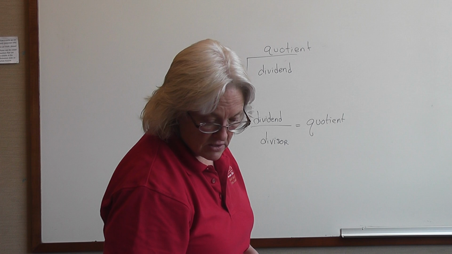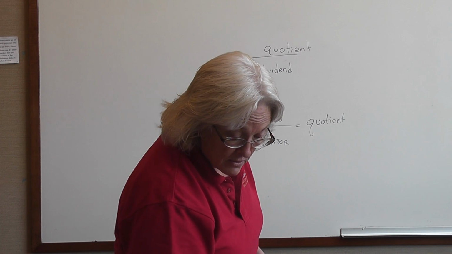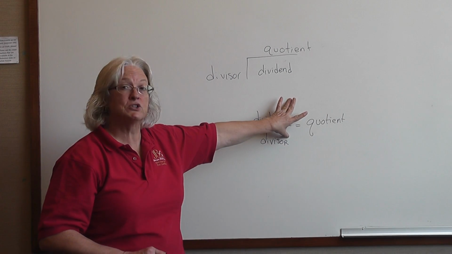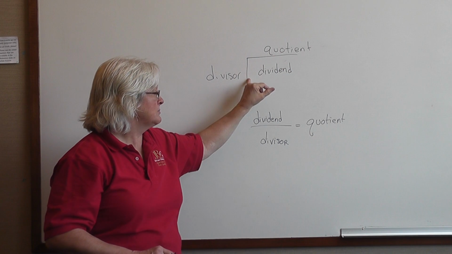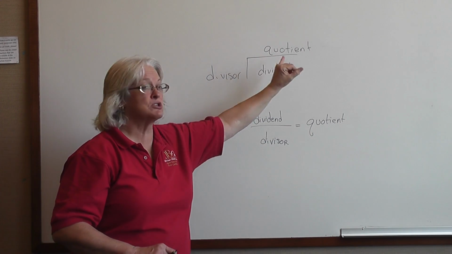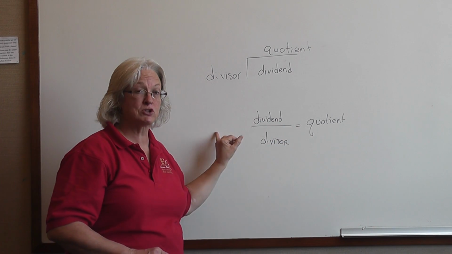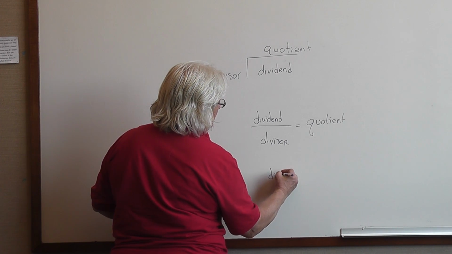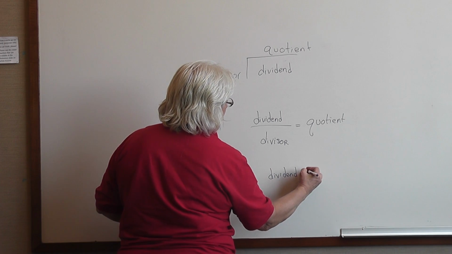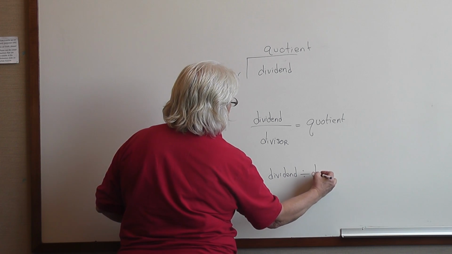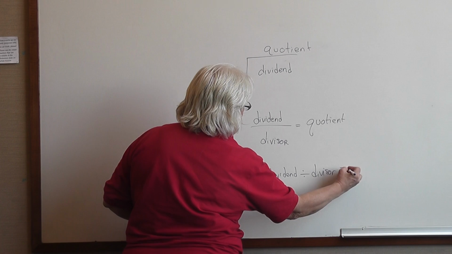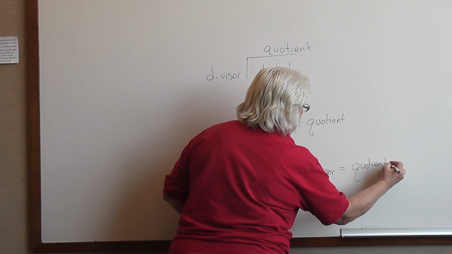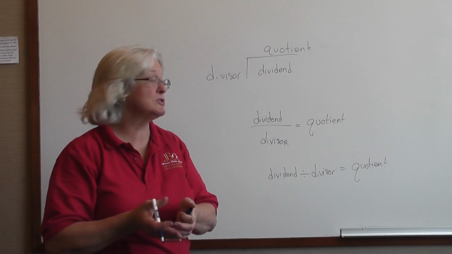Let me see if they've done this. Division can be indicated with this division bar. It can be with this division sign. We can have our fraction bar here. You can also say dividend divided by divisor equals quotient. Okay, quotient is the answer to a division problem.